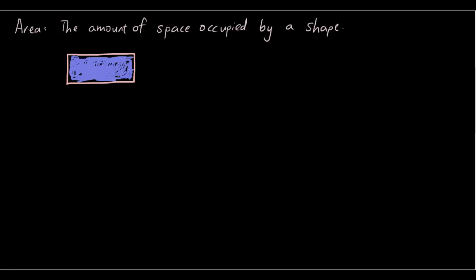So when we talk about perimeter, as we did in the last lesson, the perimeter is simply the boundary of the shape. Okay, but when we talk about area, area is the space taken up by the shape on the inside of the boundary. So not the perimeter. So that's what area means.